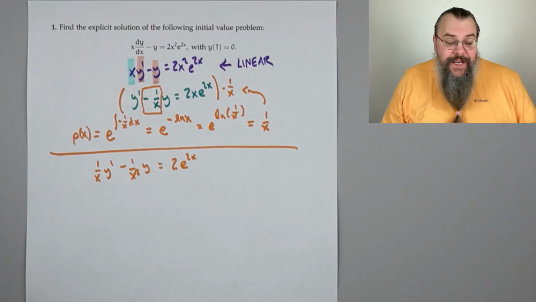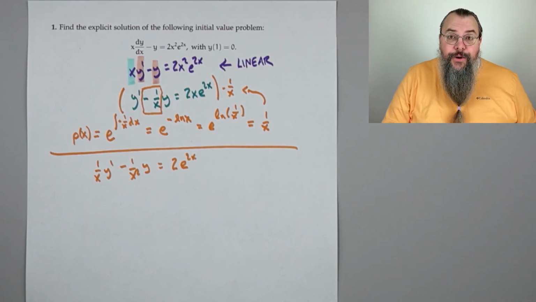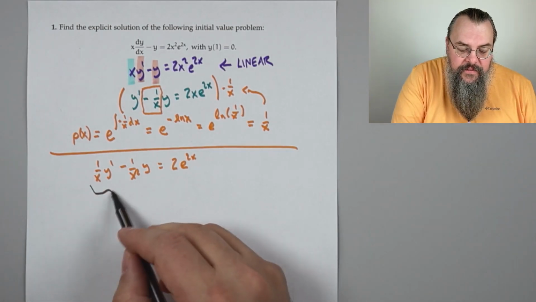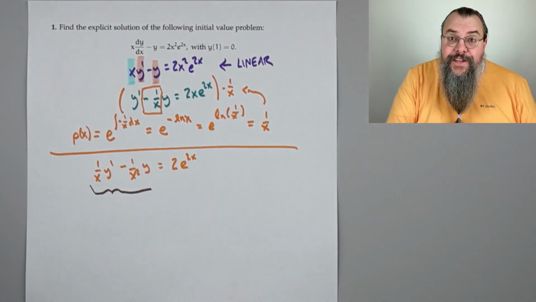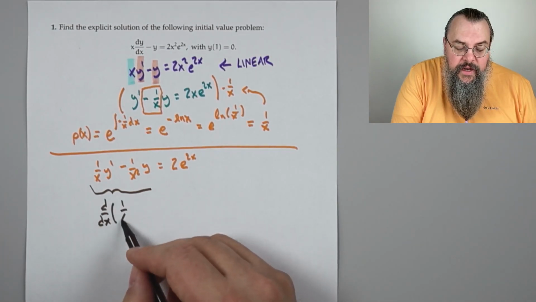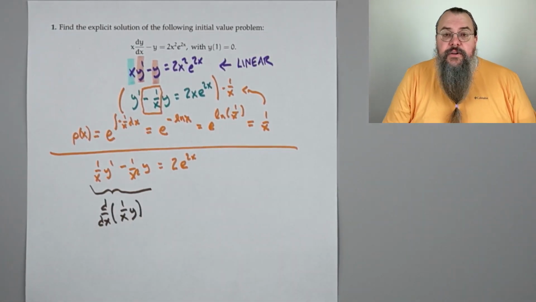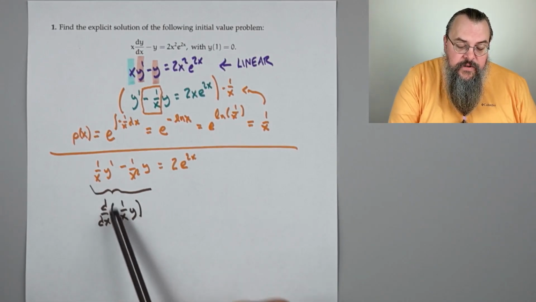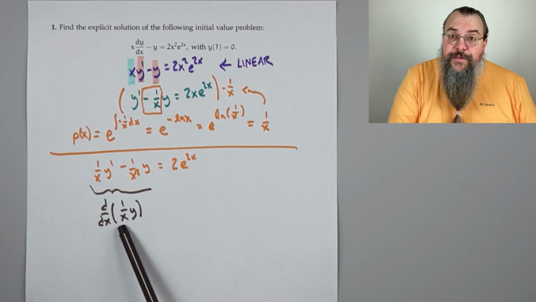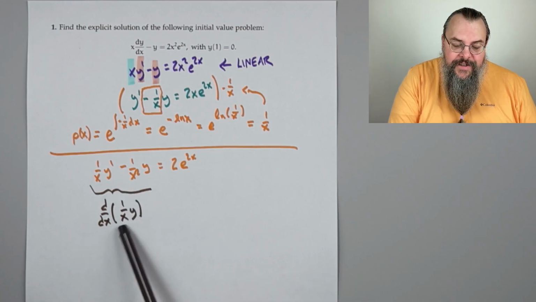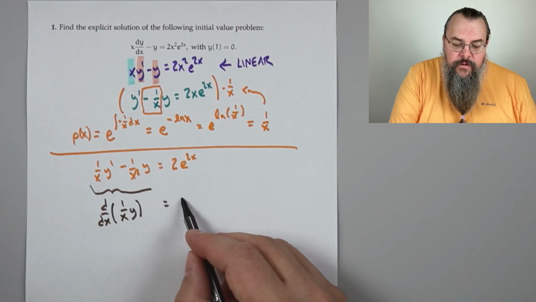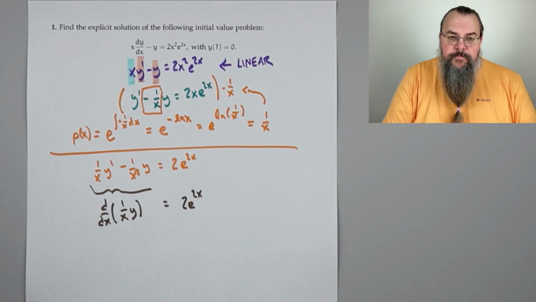And here is the magic of the technique. We know by design that this left-hand side is nice. It is the derivative of 1 over x times y. And you can even go and check this, right? You have the first times the derivative of the second, then the derivative of the first, well, the derivative of 1 over x is minus 1 over x squared, times the second. Okay, so the derivative of 1 over x y is 2e to the 2x.